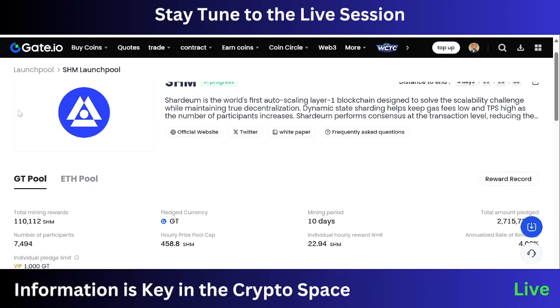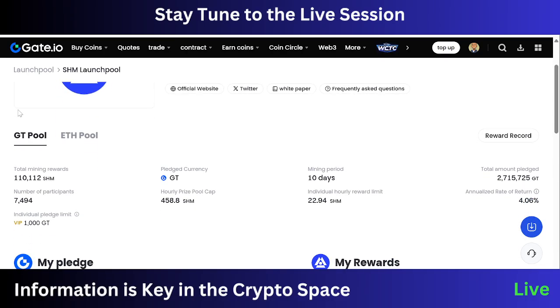So let's now look more into the staking. They have the official website, their X page, their white paper and all, but we're going to come back to look deeply into that. Let's first look more into the launch pool and the project itself.